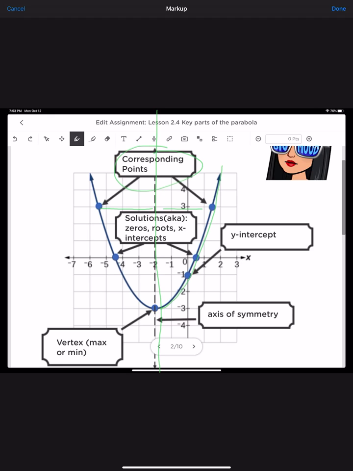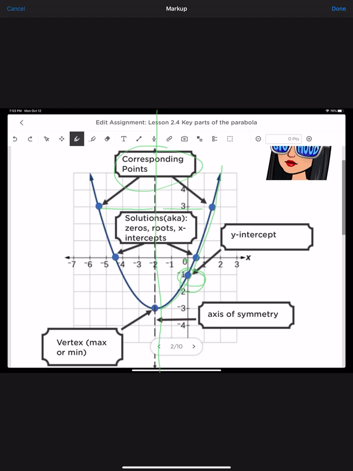Then we have our y-intercept. Our y-intercept is wherever our parabola touches the y-axis, and it is always 0 on my x-axis. So for example, here, we look at our y-intercept right here. It's a -1, and if we look at our x, it is going to be 0. So our y is always going to be a number, and our x is always going to be 0. It is where our point touches our y-axis.